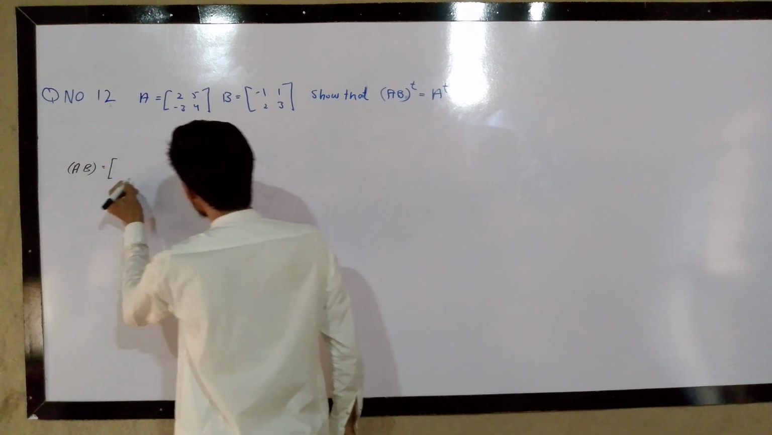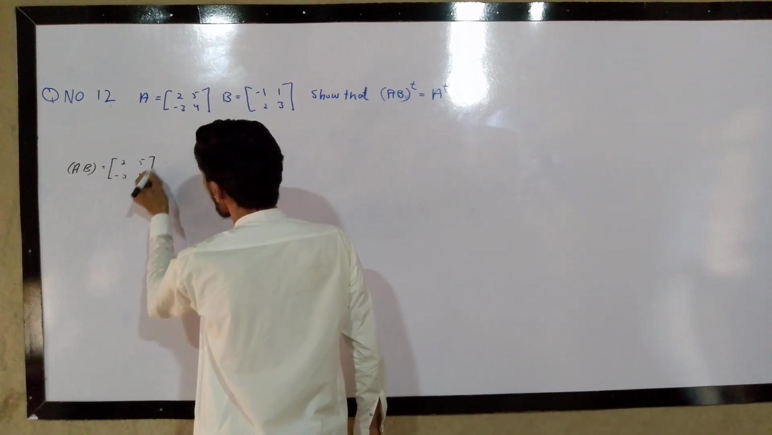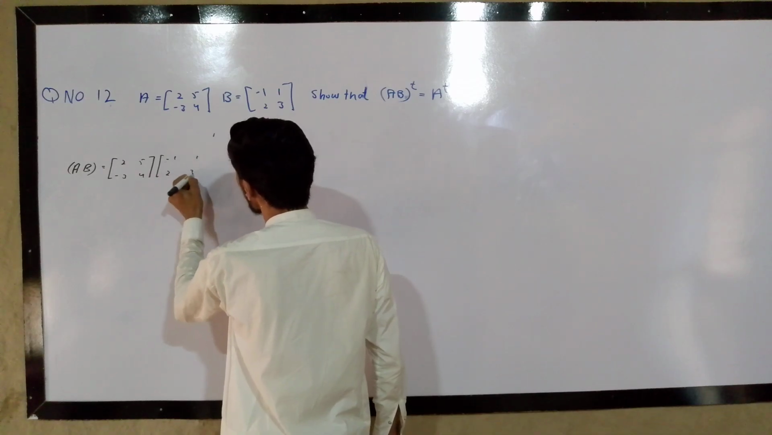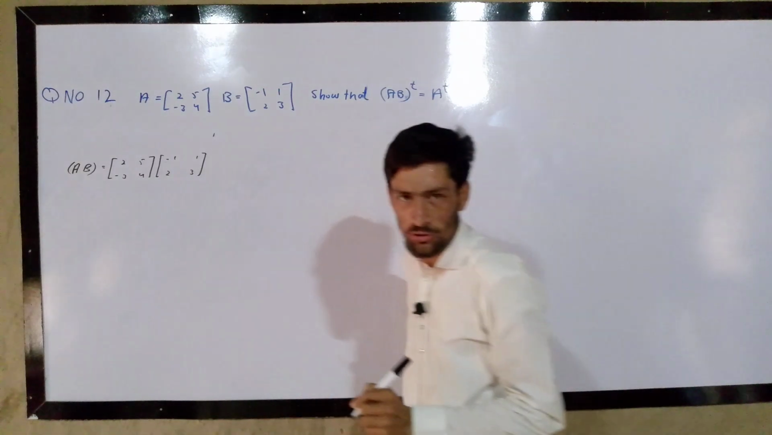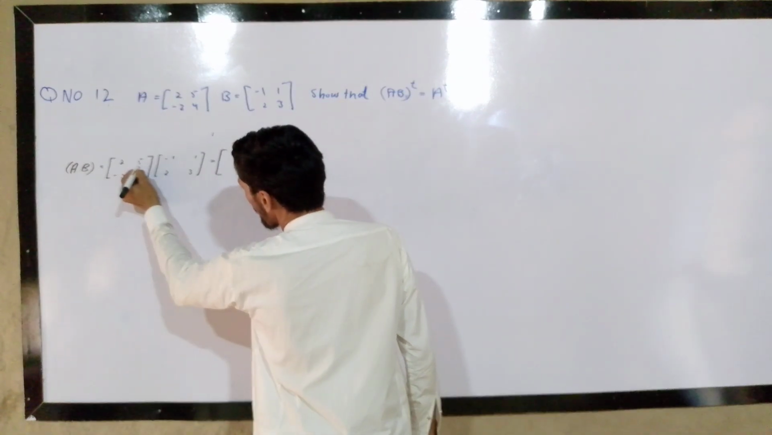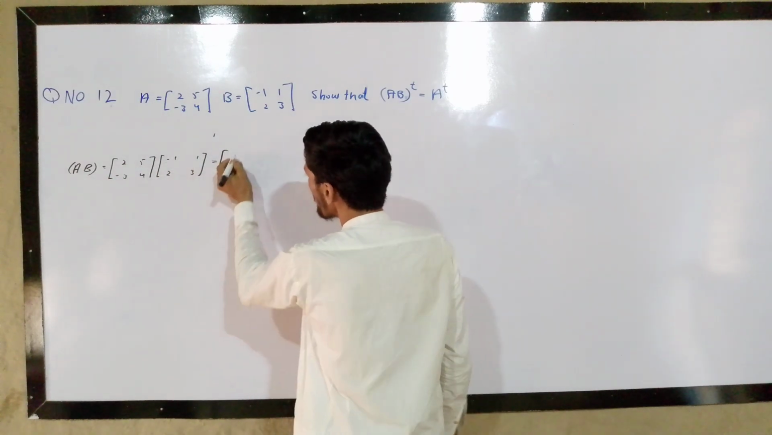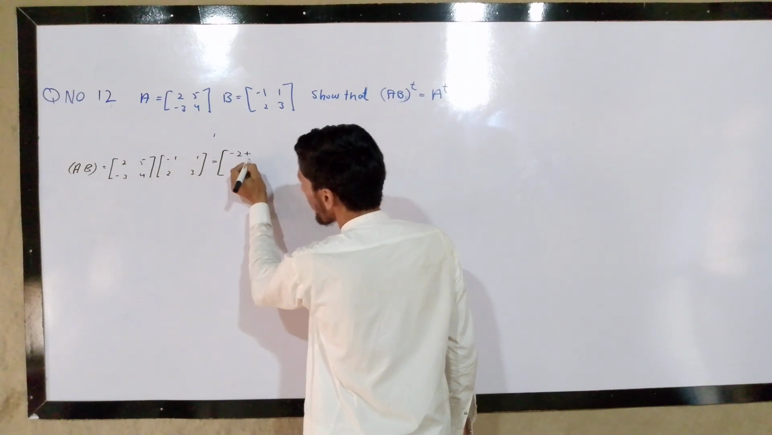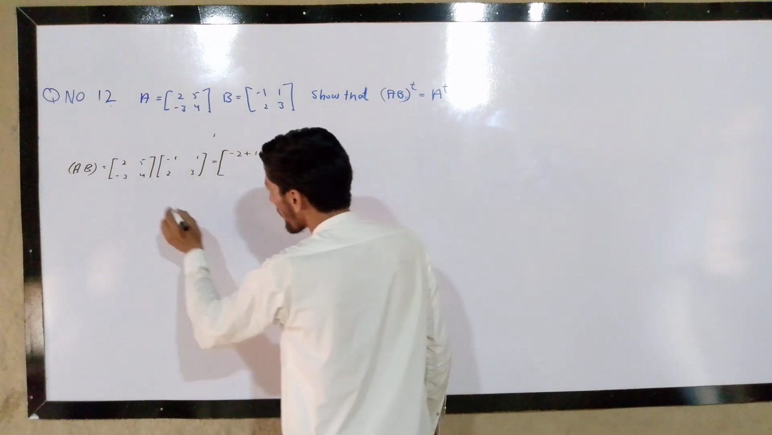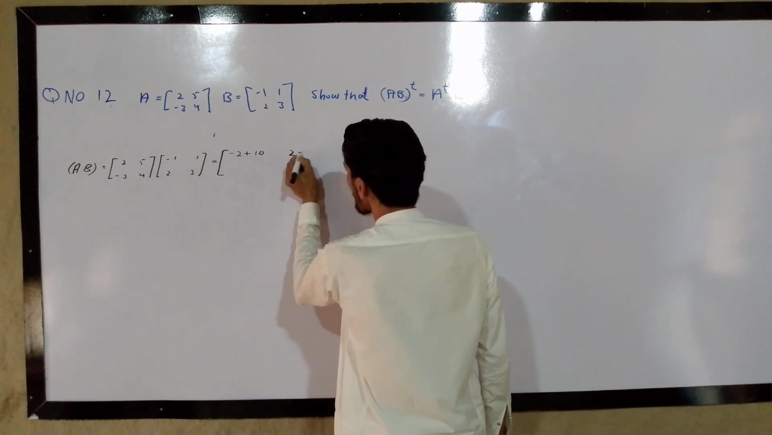The elements of A are 2, 5, -3, 4. The elements of B are -1, 1, 2, 3. We will multiply them now. When multiplying, each row is multiplied with each column. So 2 times -1 is -2, plus 5 times 2 is 10. Then 2 with 1 is 2, and 5 with 3 is 15.